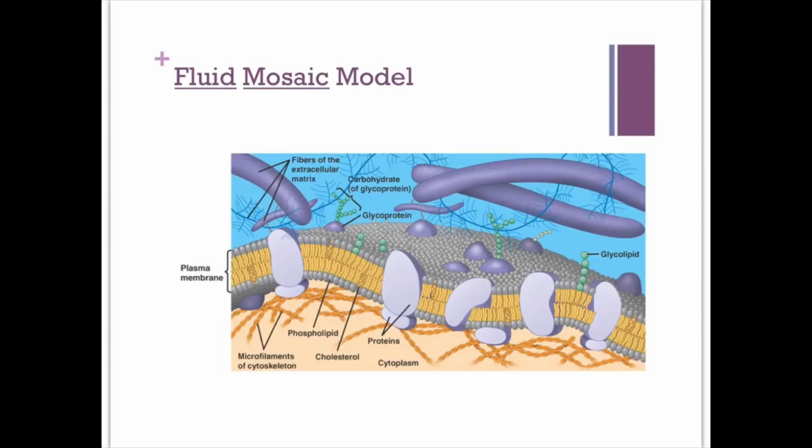The reason why we call it a fluid mosaic is that these molecules are not static. They can move around. So just because this protein is right here doesn't mean that it can't move to other parts of the plasma membrane.